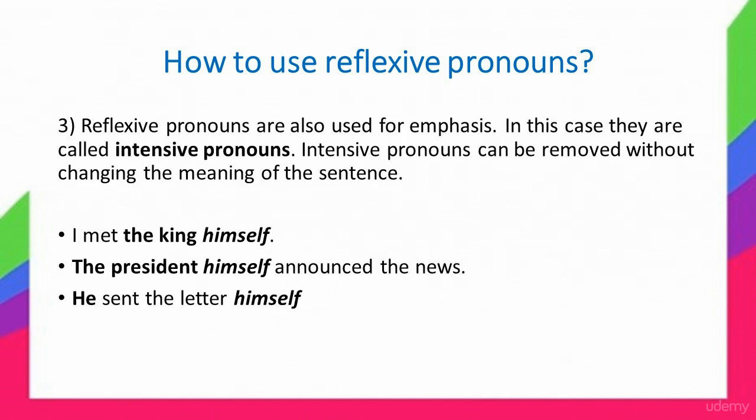3. Reflexive pronouns are also used for emphasis. In this case, they are called intensive pronouns. Intensive pronouns can be removed without changing the meaning of the sentence. I met the king himself. The president himself announced the news. He sent the letter himself.